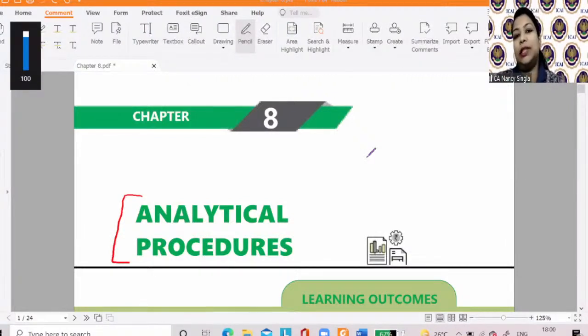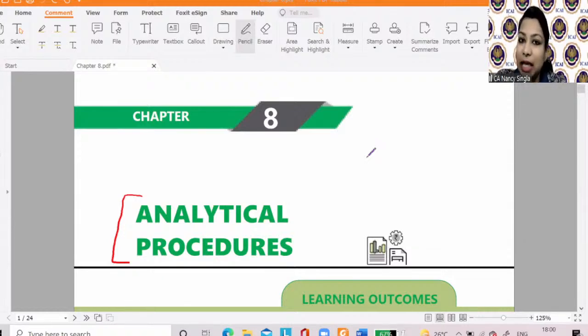Welcome to the second session for chapter number 8 of Auditing and Assurance subject, which is Analytical Procedures. I hope that whatever we discussed with respect to analytical procedures in our last session is clear to all of you. And in case you still have any queries, please send them in so that they can be resolved, right? And students, today we will be completing this chapter.